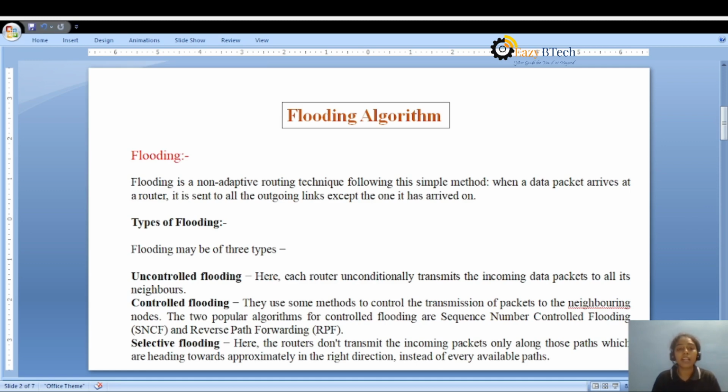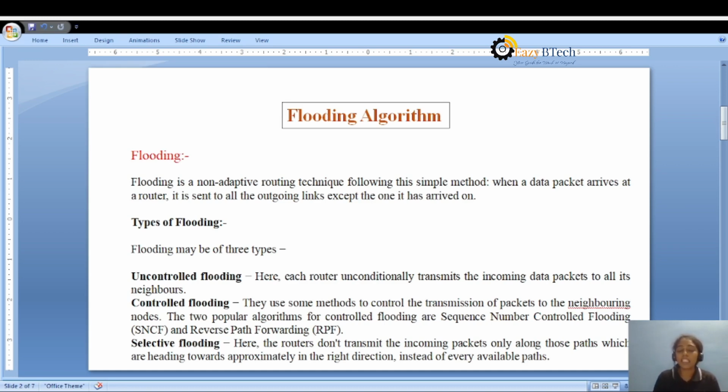We have different types of flooding: uncontrolled flooding, controlled flooding, and selective flooding. Uncontrolled flooding means each router unconditionally transmits the incoming data packets to all its neighbors. Here all the data packets are sent to all the nodes. Controlled flooding means we control this transmission by using a sequence number.